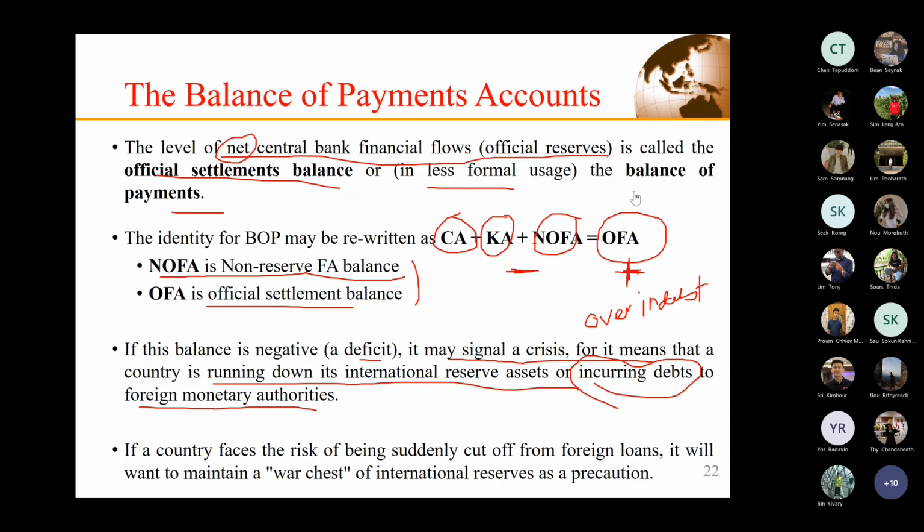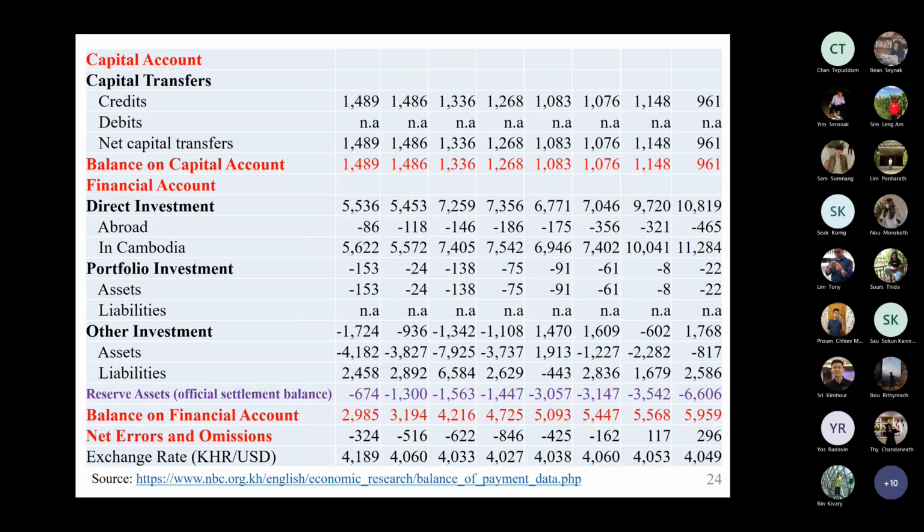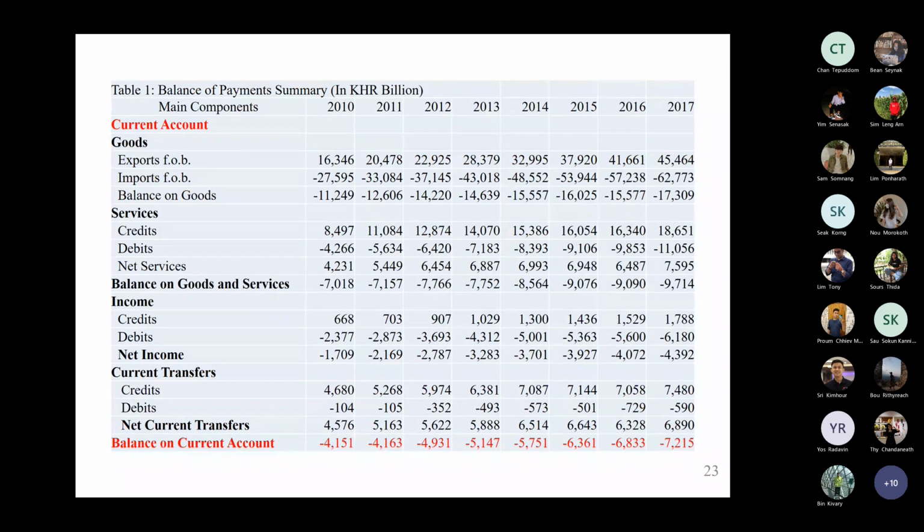Okay, silence means two things. One thing means you can understand, the other thing means not yet. Maybe you are still processing. So if you don't have any question, we can take some time and look at the balance of payments for our country together. This is the balance of payments for Cambodia, and I got this from the website of the NBC. You can try to visit the website and look for the balance of payments.